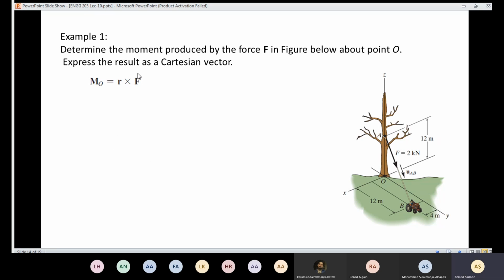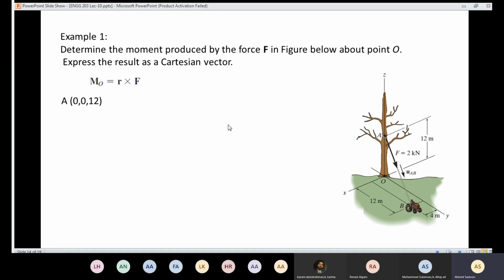So F is a vector. Do I have the F vector here? The answer is no. I have only the magnitude. I need to express the force, which is directed along that line, in Cartesian form. Here we are going to use what we learned in the previous lectures, how to express a force along a line, since I know the point A and point B.